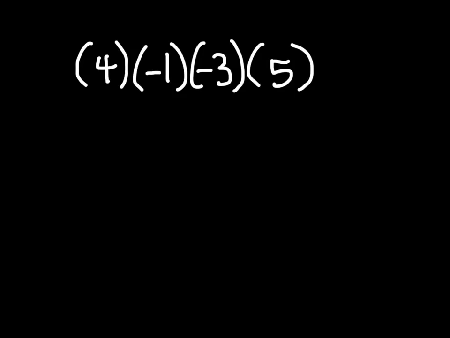Now let's multiply. 4 times 1 is 4. 4 times 3 is 12. 12 times 5 is 60. So the answer is positive 60.